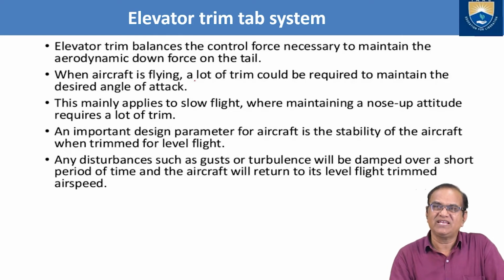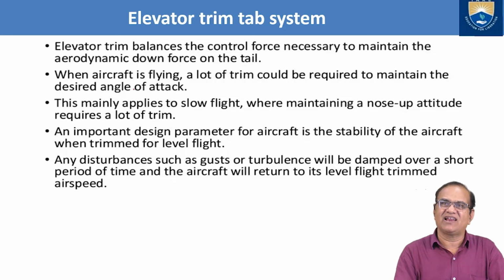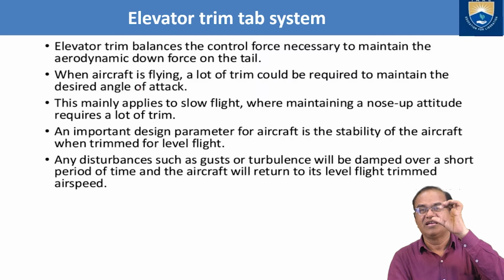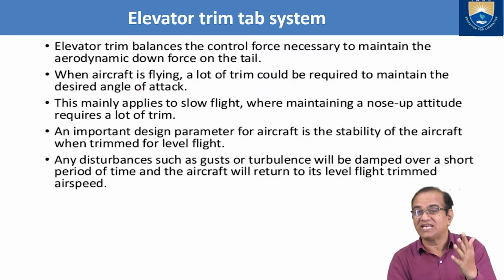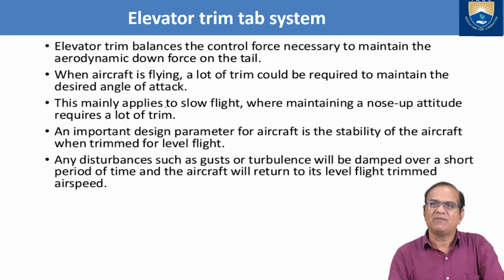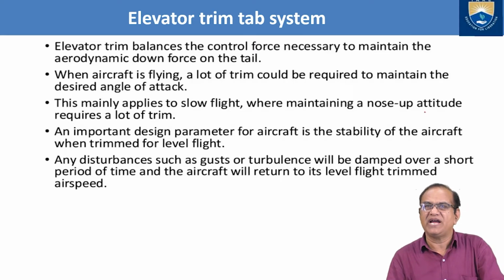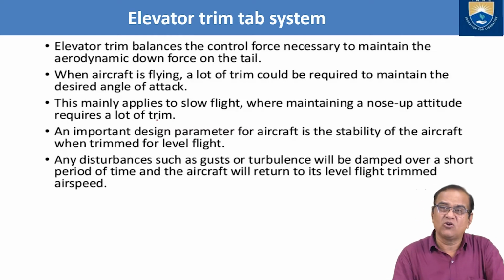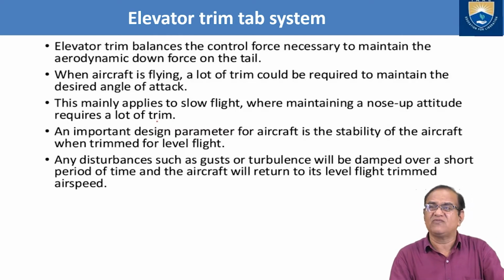When an aircraft is flying, a lot of trim could be required to maintain the desired angle of attack. So if the aircraft is flying, it needs some angle of attack. That angle of attack we have to maintain, and exactly that much can be obtained with the help of the trim tab. This mainly applies to slow flight, where maintaining a nose up attitude requires a lot of trim.